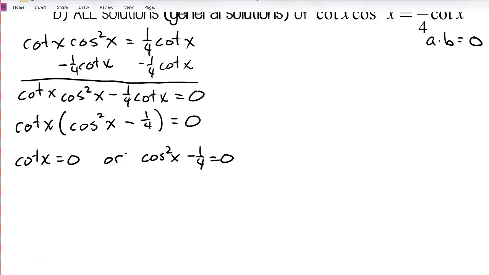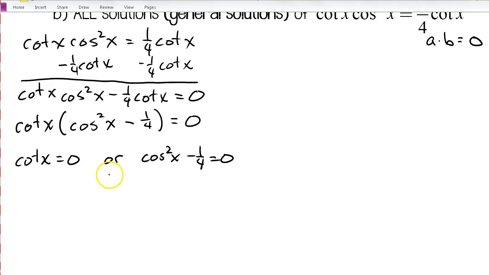And before I move on to solving these, I want to point out that if at the beginning you divided both sides by cotangent x, you would lose any solutions that you would get from this portion of the equation. So it's very important. Remember from algebra, when you're solving an equation, you never want to divide by a variable or an expression that has a variable in it, because you will lose part of your answers. So we've got these two parts here.